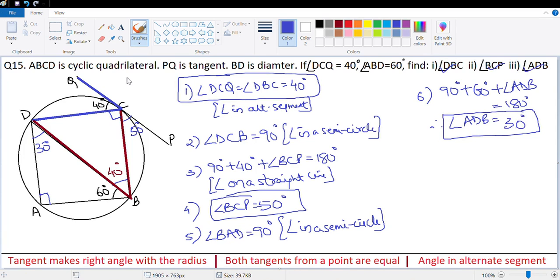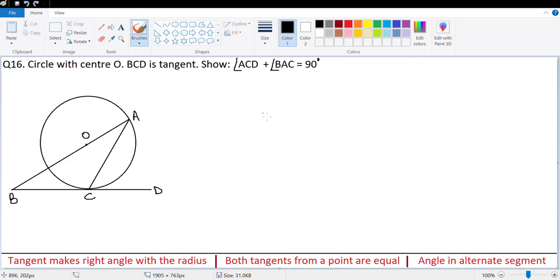The next question that we are doing is question number 16. It says the given figure shows a circle with center O and BCD is tangent to it. Show ACD plus BAC. Let's just join O and C. Let's see what this helps us. This angle here would be equal to 90 degrees. Why? Angle between a tangent and the radius. I know this side and this side are equal because radii are equal. Let this angle be x, let this angle be x, let this angle be y. Let's just write that down.